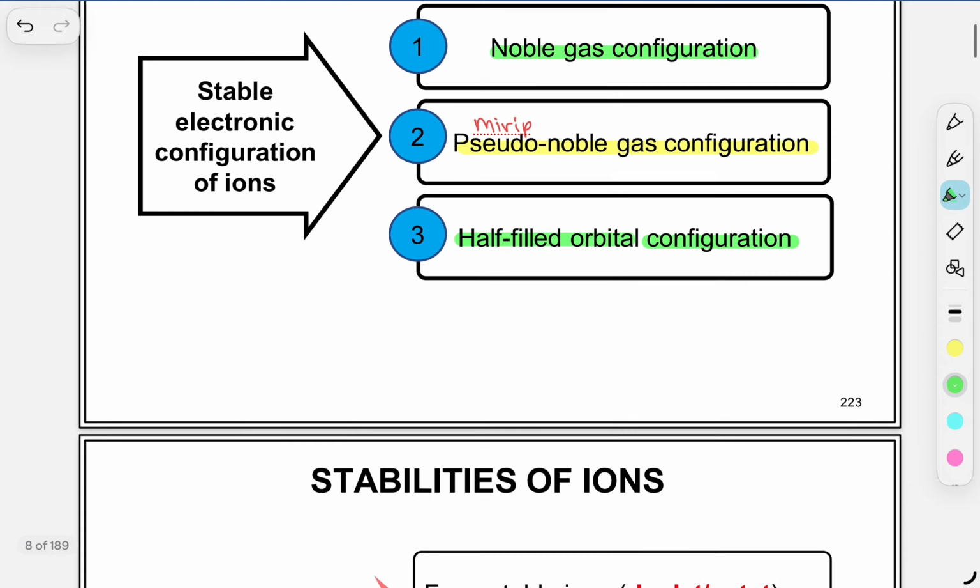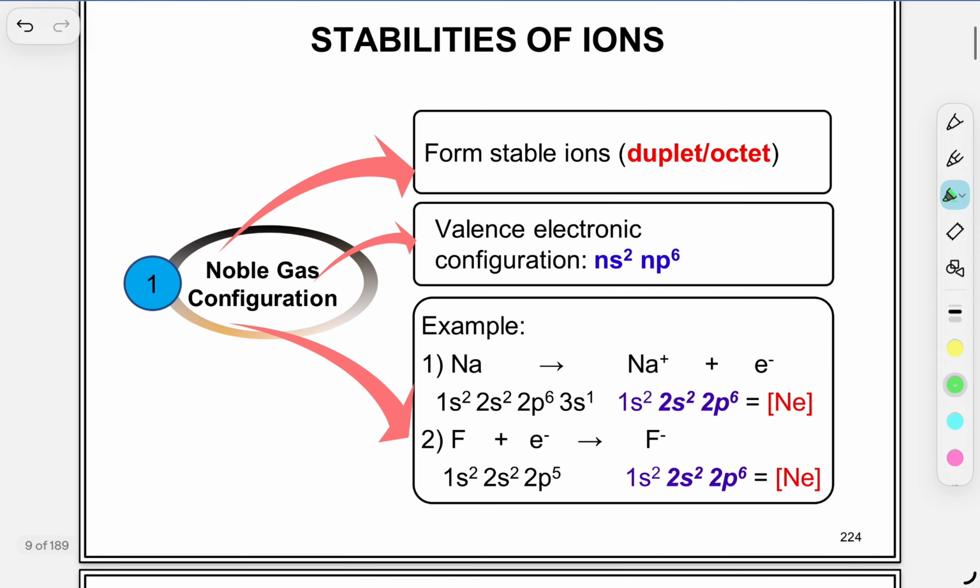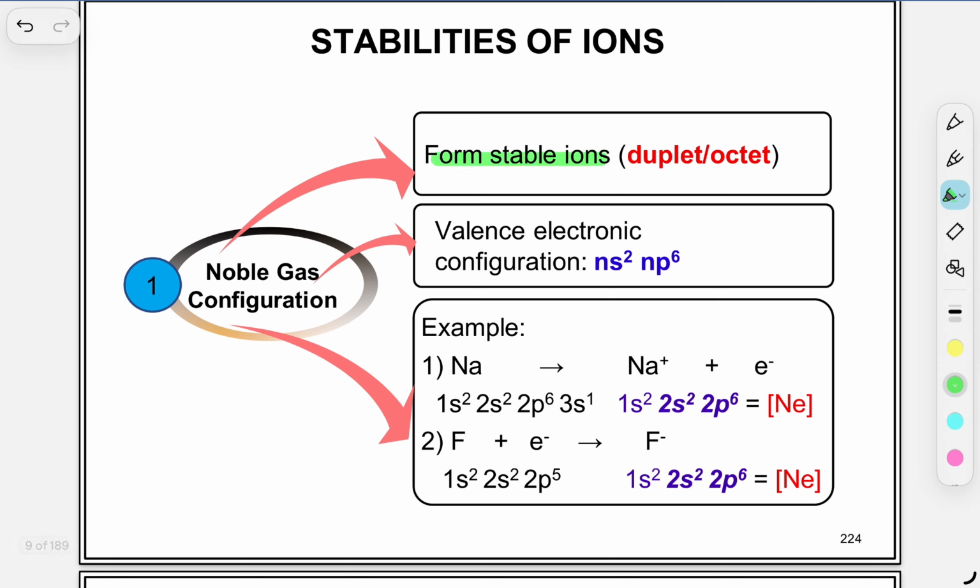Right. So first example, formation of stable ions via noble gas configuration. As you can see, noble gases have general configurations of ns2 and np6. So for example, if I take sodium and make it into sodium ion, it will be 1s2, 2s2, 2p6. That is the same as neon's configuration. So that's why the first form of stability in ions, we say it has noble gas configuration. Same goes to fluorine over here. As you can see, fluoride receives 1 electron, and there you have it. The configuration matches that of neon.